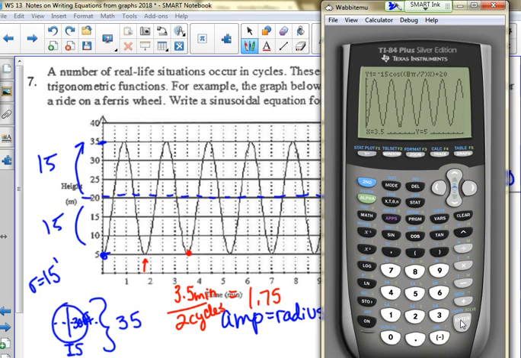So now if I asked you where you were 5 minutes into this ride, how high up are you? You just go trace 5, I got 10.6 feet, yes? Okay.